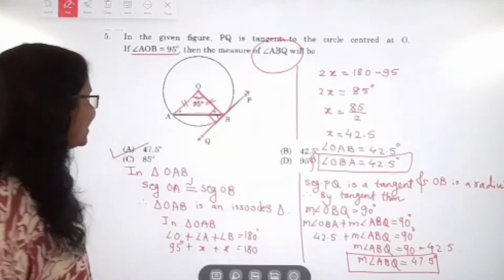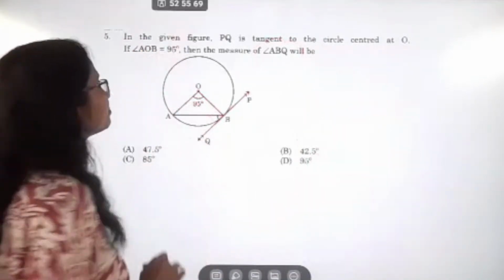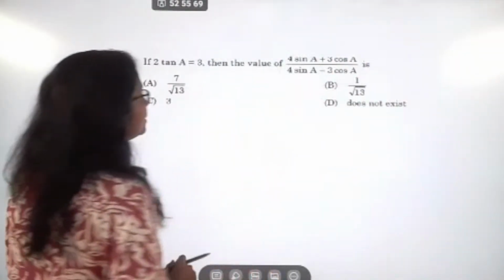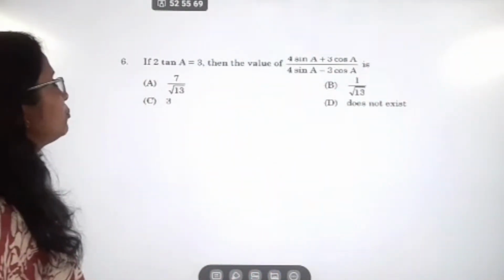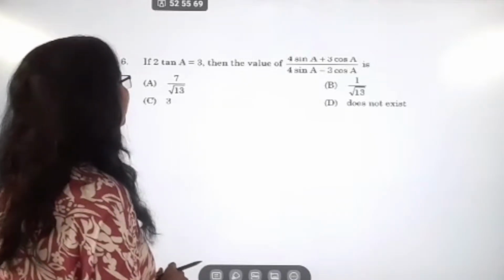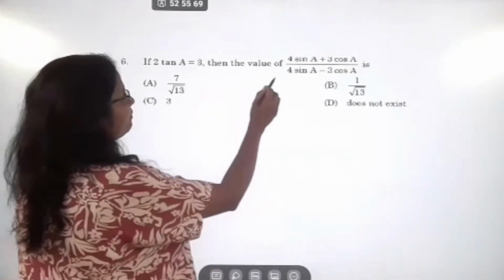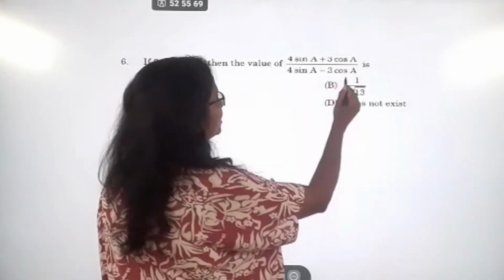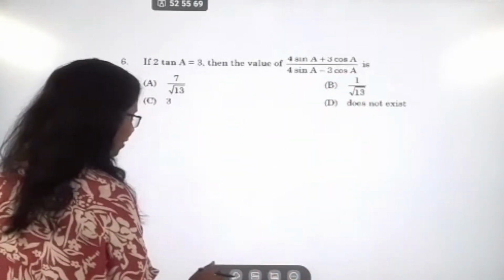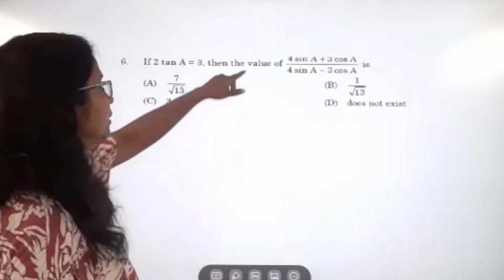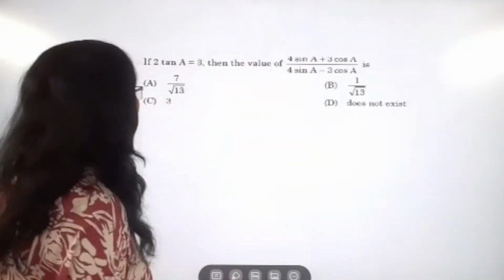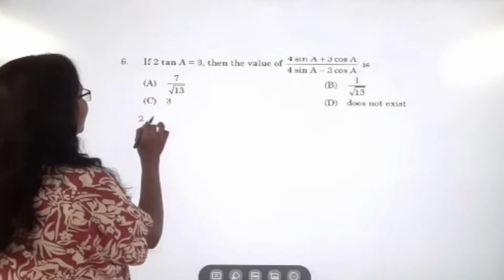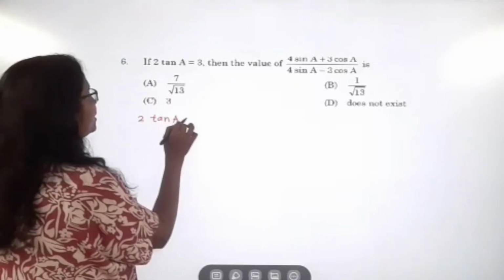Okay students. Then next one example. Next one example is, see here, this is from the trigonometry. If 2 tan A is equal to 3, then the value of 4 sin A plus 3 cos A upon 4 sin A minus 3 cos A is. Yes, we have to find out the value of this given term. Okay, so now here students, the given is that 2 tan A is equal to 3.